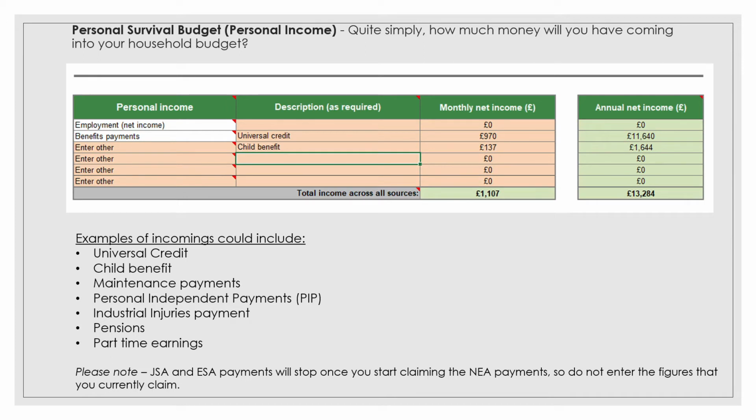Personal survival budget, personal income. Quite simply, how much money will you have coming into your household budget? Examples of incomings could include universal credit, child benefit, maintenance payments, personal independence payments, industrial injuries payments, pensions, or maybe part-time earnings. Don't forget that your hours for part-time work need to be under 16 hours to be eligible for this programme. Now, for those of you who are currently claiming JSA and ESA, don't forget that these payments will stop once you start receiving the NEA payment, so do not enter the figures that you currently claim.